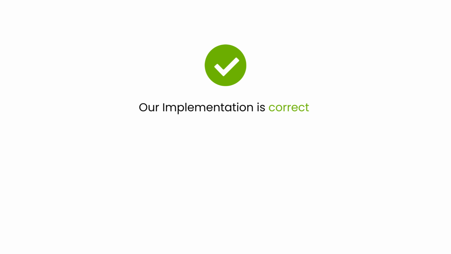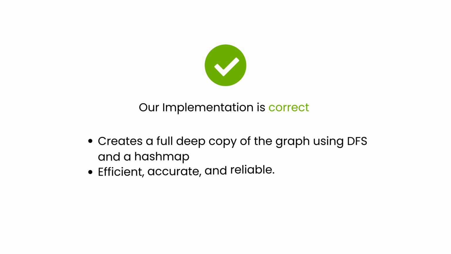Wrap up. So, our implementation is correct. The algorithm successfully creates a full deep copy of the graph using DFS and a hash map: efficient, accurate, and reliable.